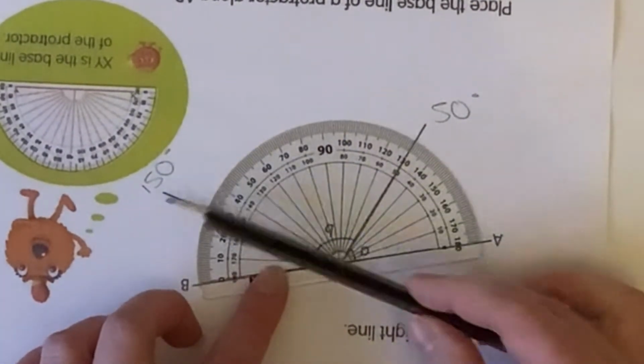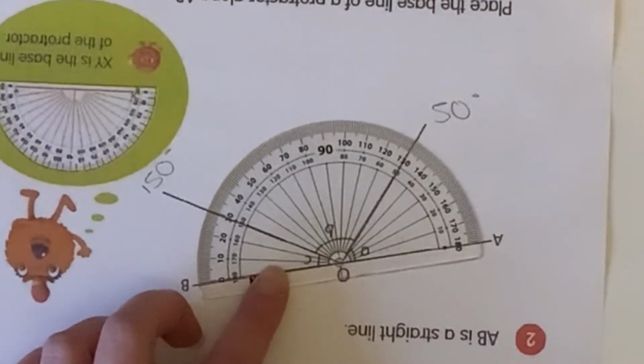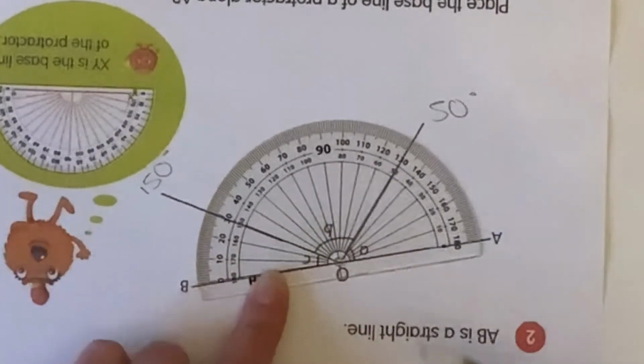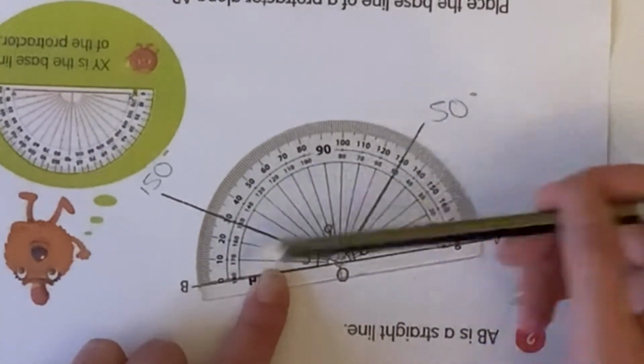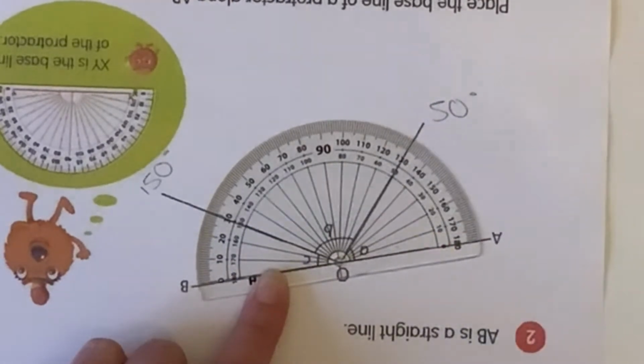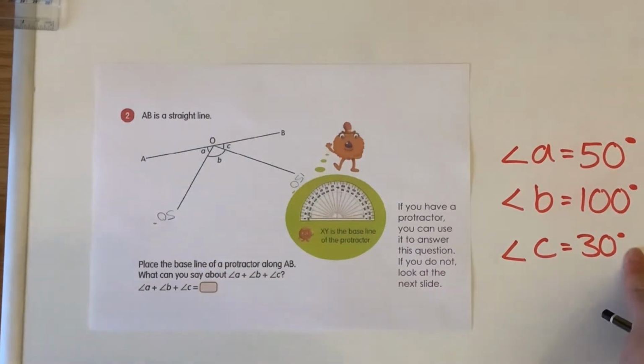So I know that to work out the size of that angle, I need to work out the difference, which is 100 degrees. And then here, because I've got a 0 on the outer scale, I can just go from 0 to 30, which is 30 degrees. And if I add up 50 degrees, 100 degrees and 30 degrees, that equals 180 degrees. So what can I say about these angles? I can say that yes, they are on a straight line.